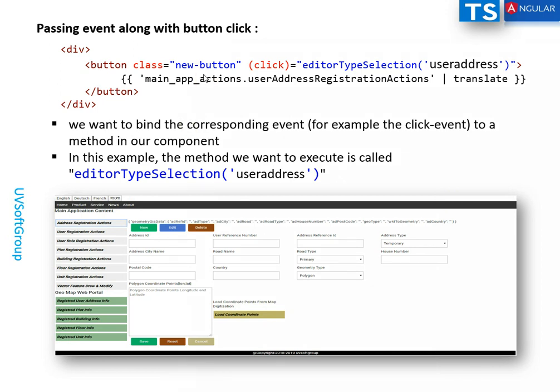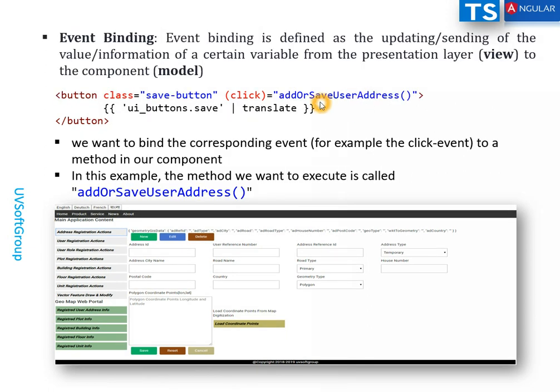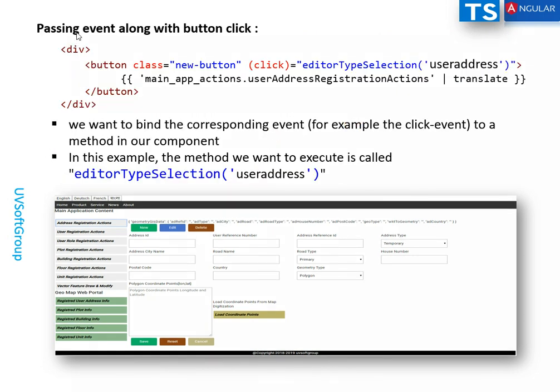So this is the second example you can see here, passing the event along with the button click. It's the same example as previously, which was just without any parameters or attributes with those buttons. So here is the additional one. You can see passing the event along with the button click is a button, and then there's the edit type selection button. You can pass the user address as a string value, and when you hit the button, it automatically calls the events and you see the respective information or respective pages to go with.